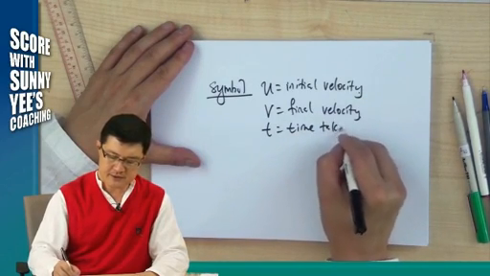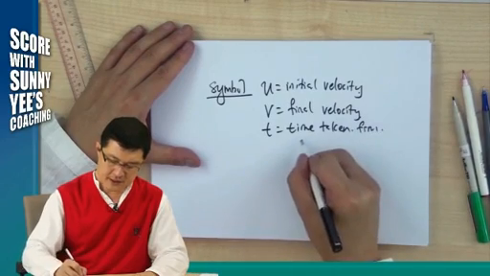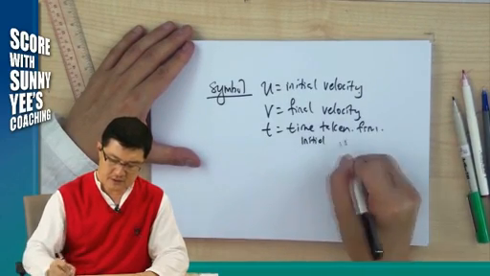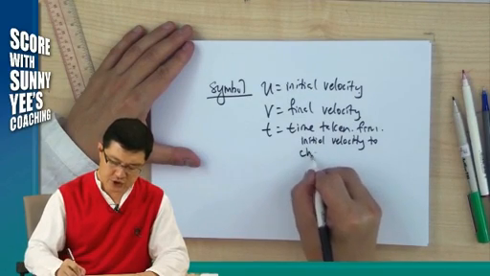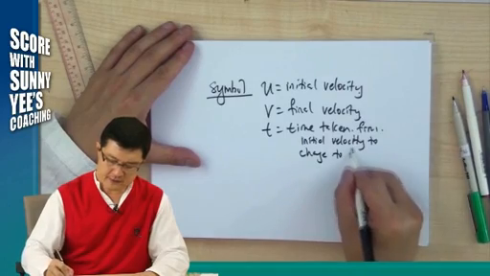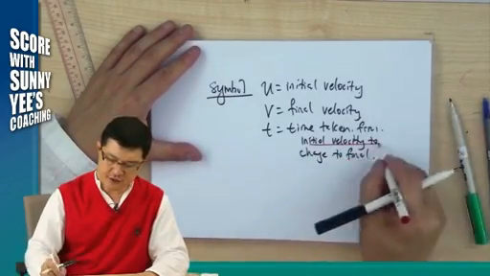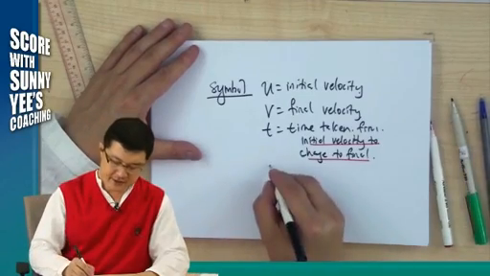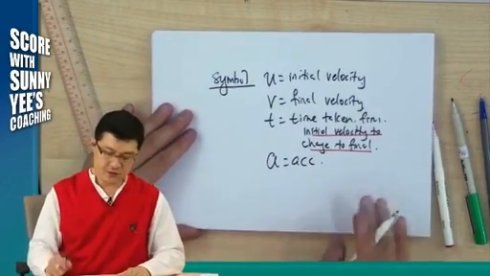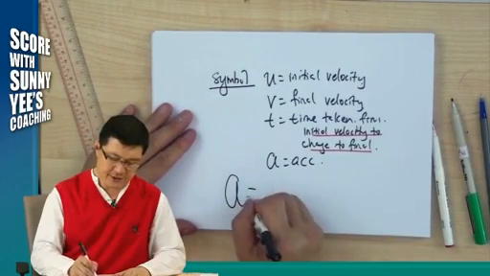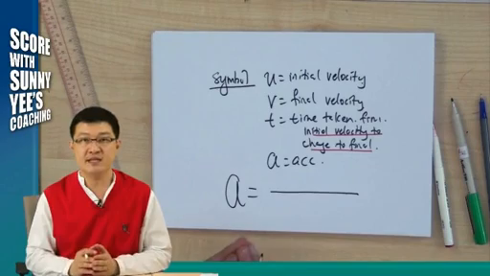Time taken. Not just time taken, but time taken from initial velocity to change to final. All right? I want to emphasize this word. Initial velocity to change to final. And then, of course, A stands for acceleration. And just now, we have a definition. What is acceleration? Acceleration is the change in velocity divided by time taken.